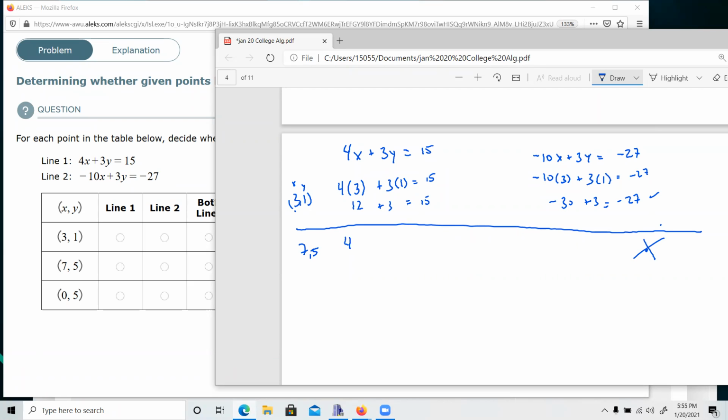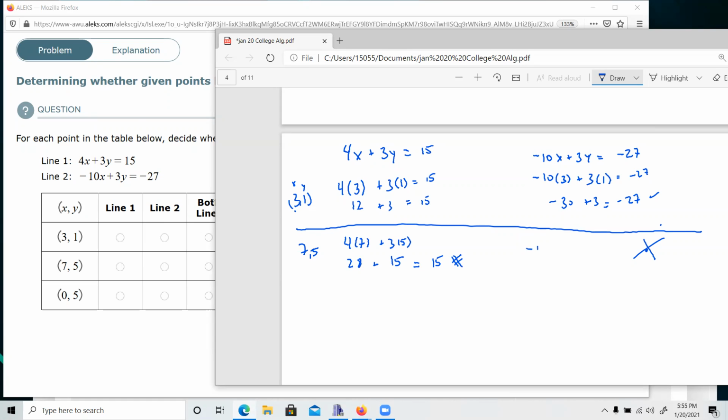Okay, so let's go ahead and figure that out. We have 4 times 7 plus 3 times 5. So we have 28 plus 3 times 5 is 15. There is no way that is going to be 15. So this is not going to lie on this line. It doesn't make a true statement. I don't even have to care about what 28 plus 15 is going to be. I know it's not going to be true. Okay, what about the other one? Just because it isn't here doesn't mean it can't be here.